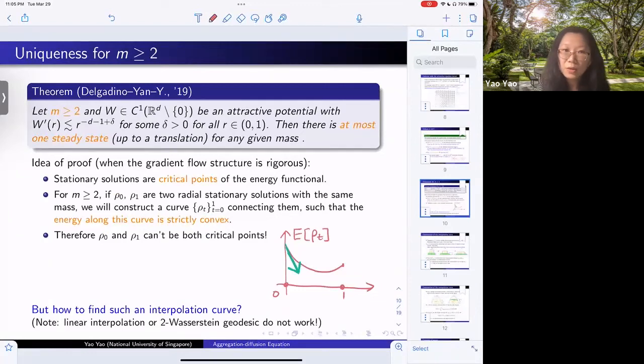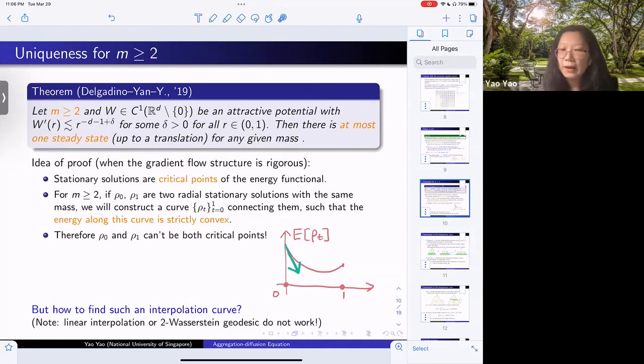So together with Matias Delgadino and Xukai Yan, we showed the uniqueness result for a family of quite general attractive potentials for m bigger than or equal to 2. For m bigger than or equal to 2, and for any locally integrable attractive potential under some mild condition on W prime. Notice that this condition actually means W can get as bad as being barely integrable. So in particular, it just needs to be a little bit better than r to the minus d. So it contains the whole class of Riesz potentials that are locally integrable. And for all this family of attractive potentials, we prove that there is at most one steady state up to a translation for any given mass.